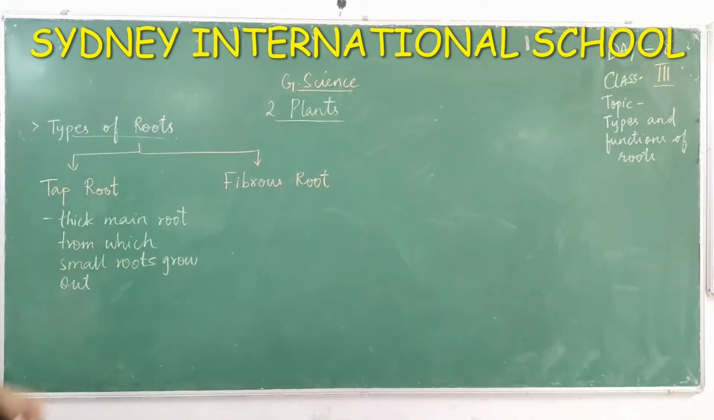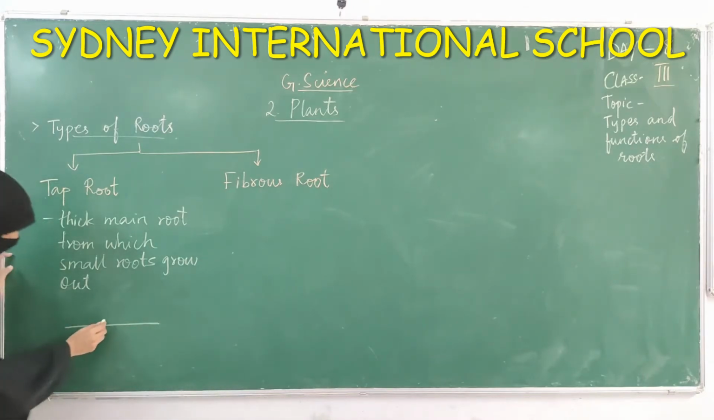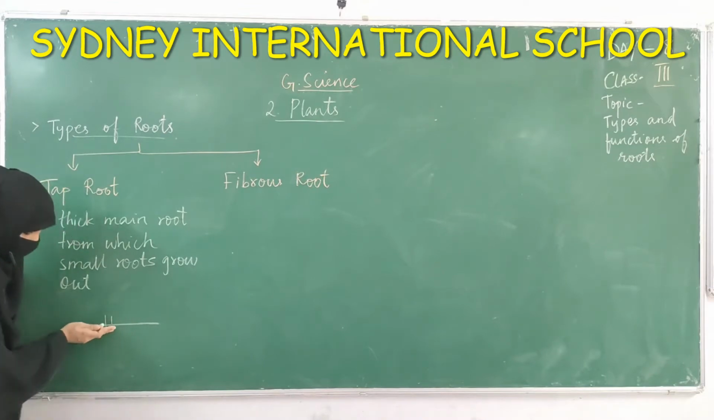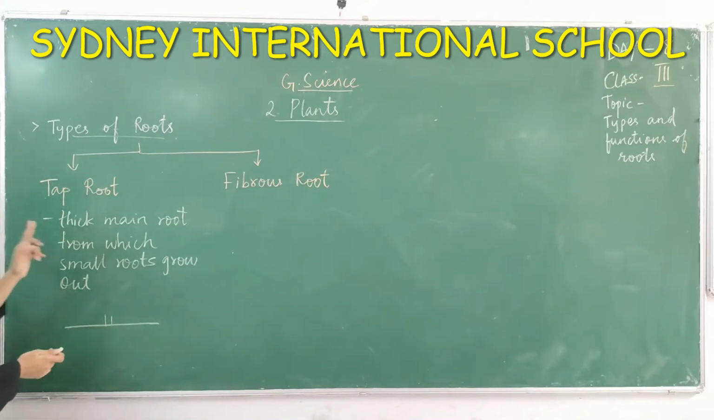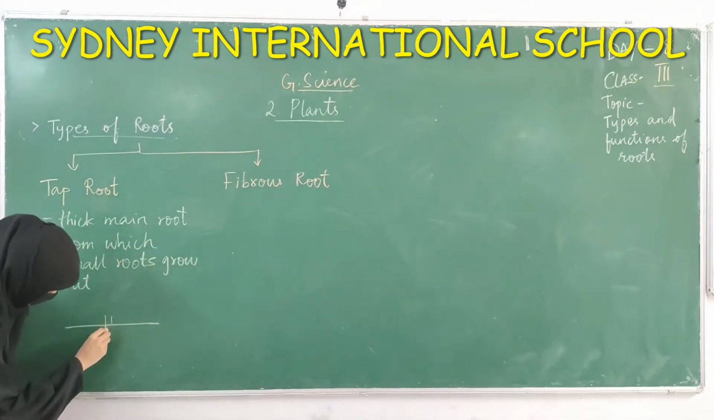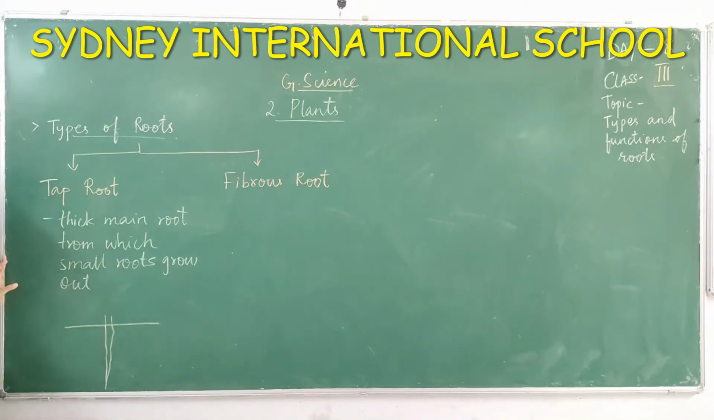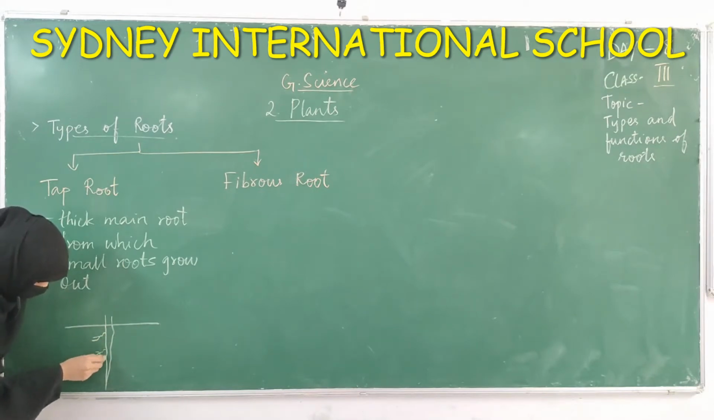Now, what is fibrous root? A fibrous root looks like a bush. I'll just explain taproot first. See, this is the stem of a plant. Root will be below the ground. So taproot, here it is telling it is a thick main root. By thick main root we mean one big main thick root will come, from which small roots will grow.